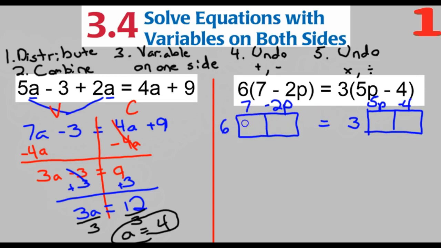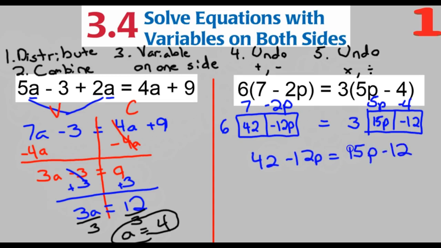So 6 times 7, that gives me 42. 6 times negative 2p gives me negative 12p. 3 times 5p gives me 15p. And 3 times negative 4 gives me negative 12. So I have 42 minus 12p equals 15p minus 12.